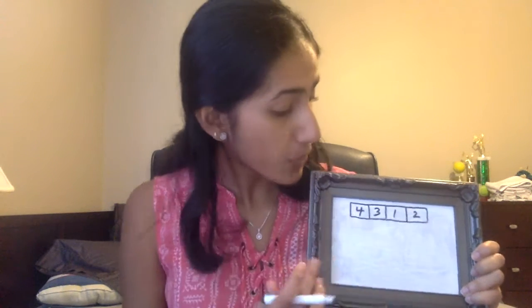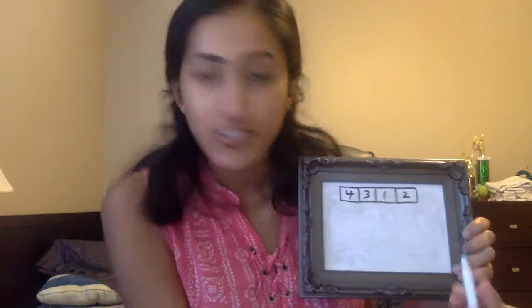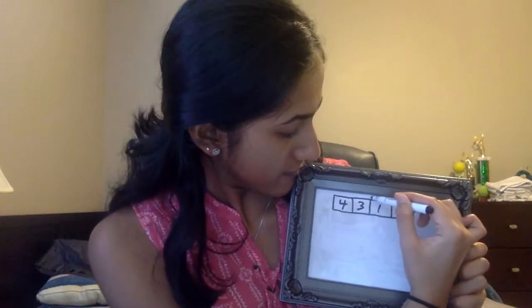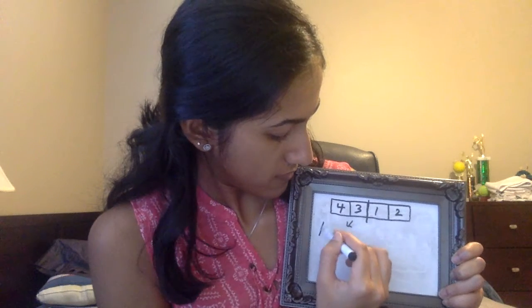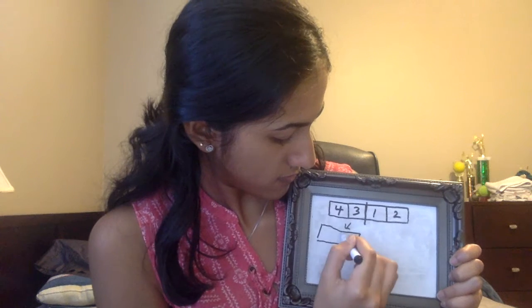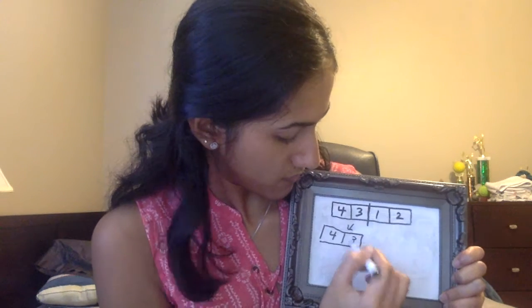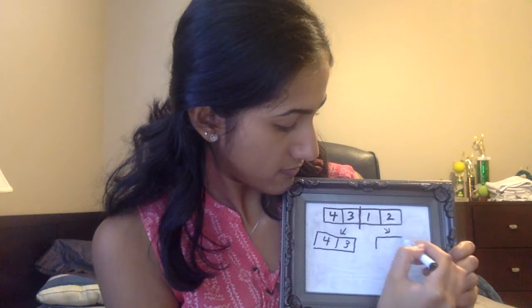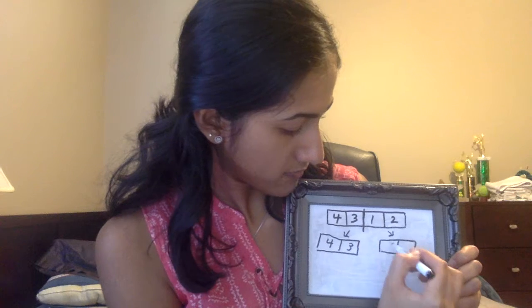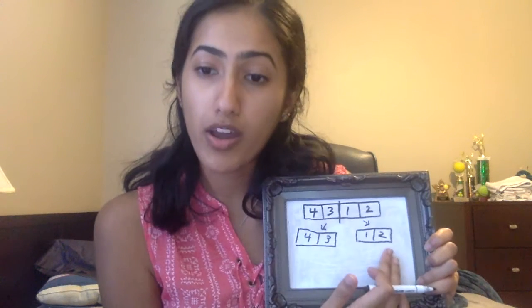So the first step of our merge sort algorithm is to keep cutting our list in half until we get 4 separate chunks, with each chunk only having one digit in it. So let's do it. Let's cut our first list in half. So this half has 4 and 3. And this half has 1 and 2.